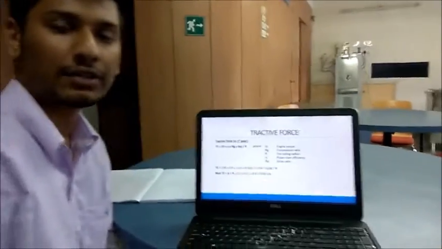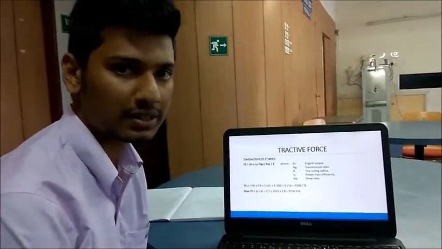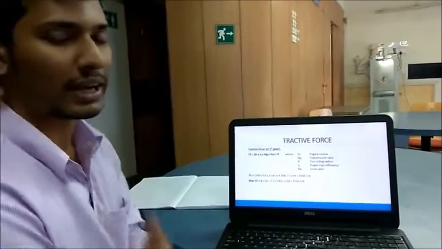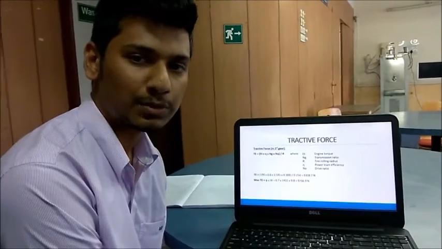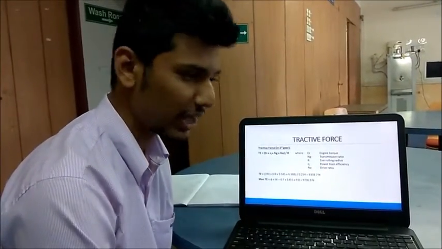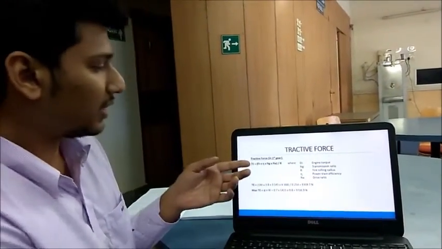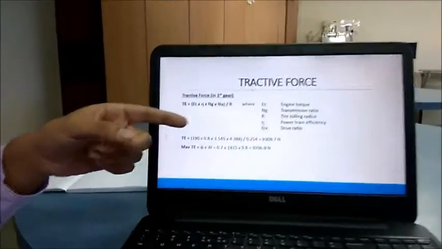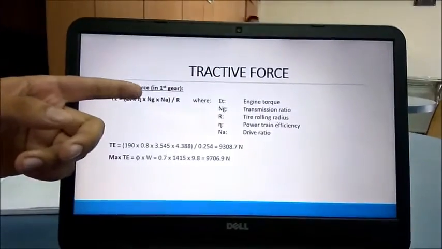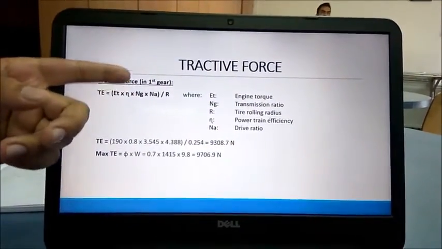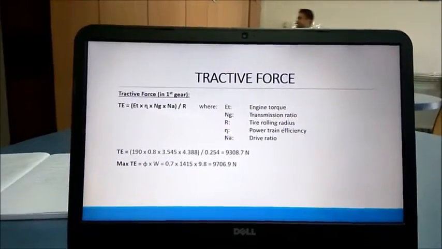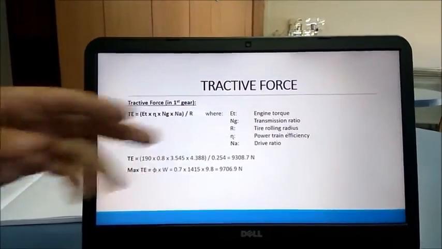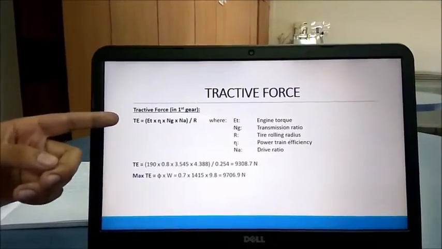The surplus tractive effort available is used for acceleration. So calculating the tractive force, the tractive force can be calculated theoretically as well as by conducting tests experimentally. For the theoretical calculation, we have the parameters: engine torque, the powertrain efficiency, the transmission ratio, and the drive ratio. The drive ratio is responsible for putting the torque on the wheels, and of course the rolling radius. This is the formula.